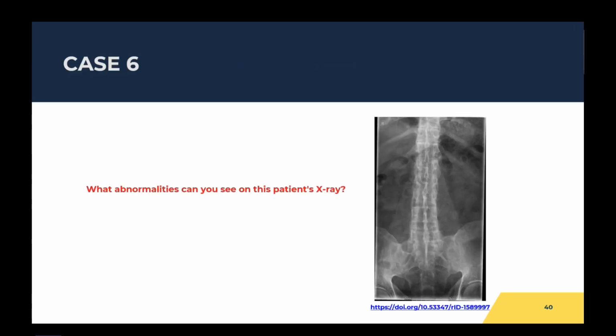So the next question. I've given the patient an X-ray. So what abnormalities can you see on this patient's X-ray?